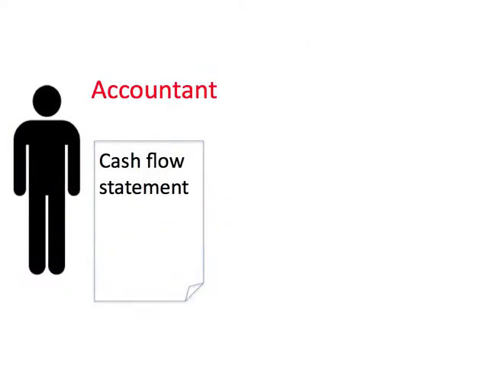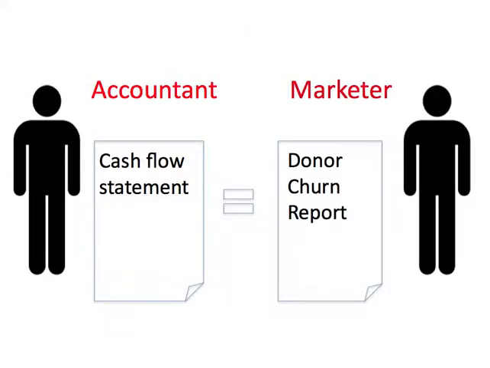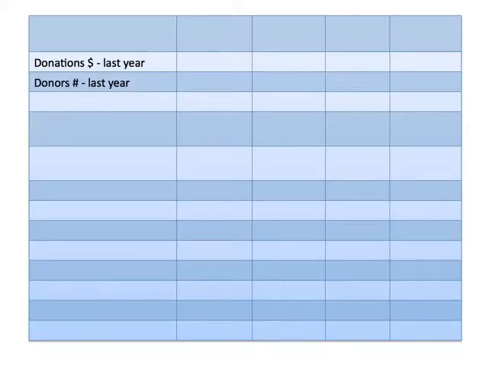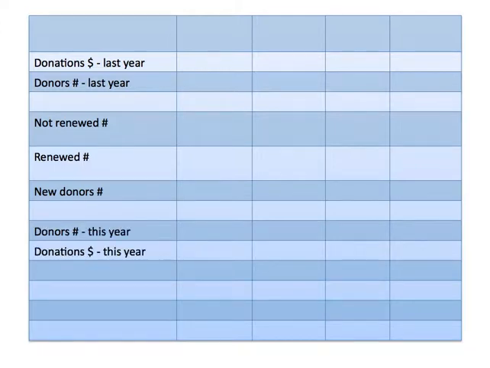Just like a cash flow statement shows changes to your financial position over the year to an accountant, a donor churn report tracks the behavior of your donors over the year and gives marketers greater insight into how successful their activities have been. Just like a cash flow statement, you start with a beginning balance of donors and donations. Subtract the donors that didn't renew, add the donors who did renew, add new donors. You then have an ending balance.